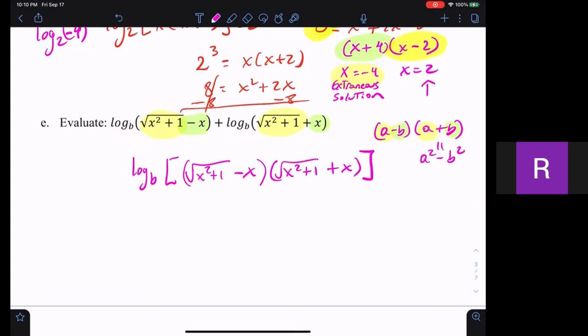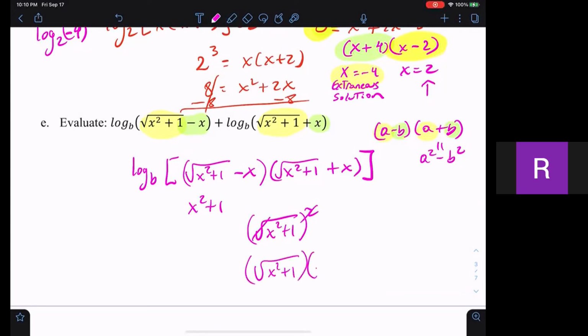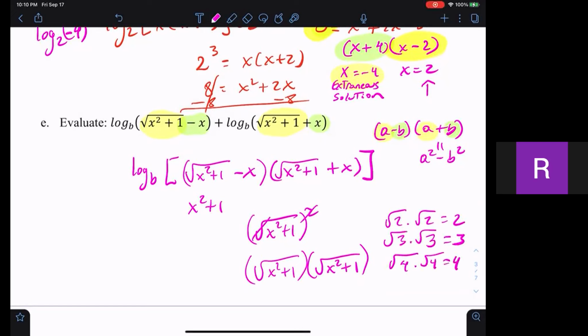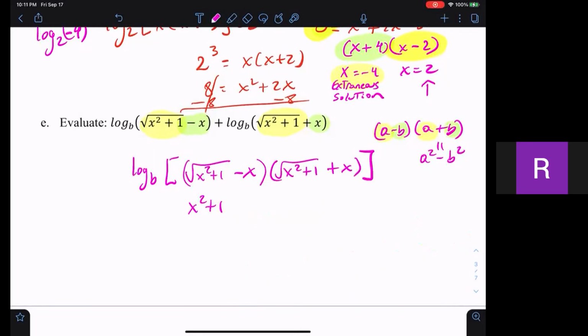Now you just do the computation, right? So that's going to be the square of this, right? So the square of that is the same as saying multiply those two. So you can think about x squared plus 1 squared. You can do it this way, or you can do x squared plus 1 times x squared plus 1. And this is the same as I've been telling you forever. 2 times 2 is 2. 3 times 3 is 3, right? 4 times 4 is 4, right? Like this square root thing. So you're going to get the inside. So that's going to be x squared plus 1.